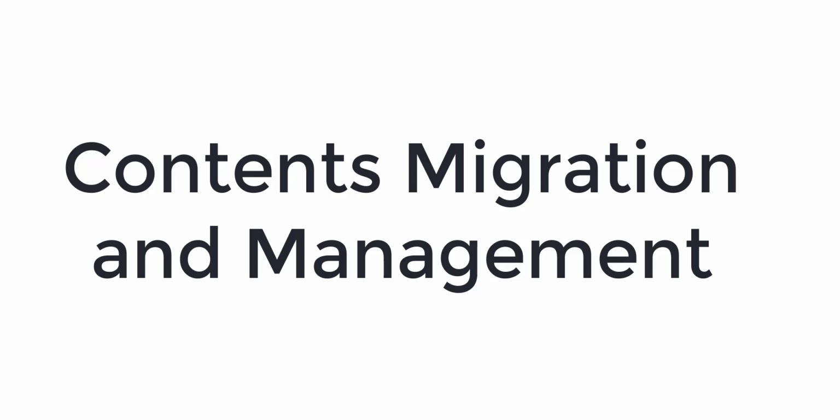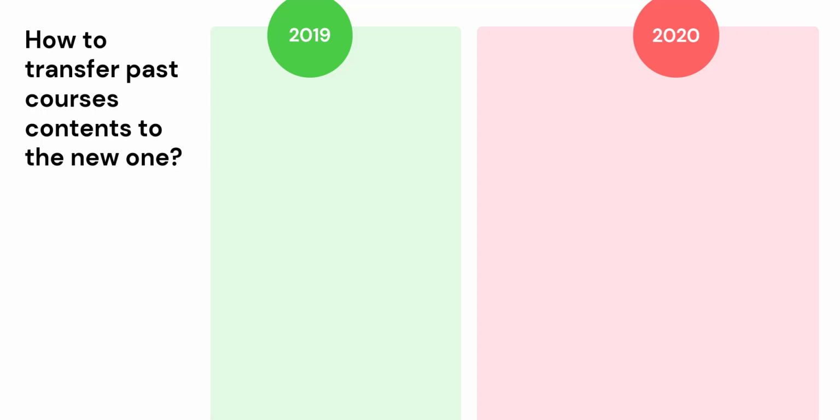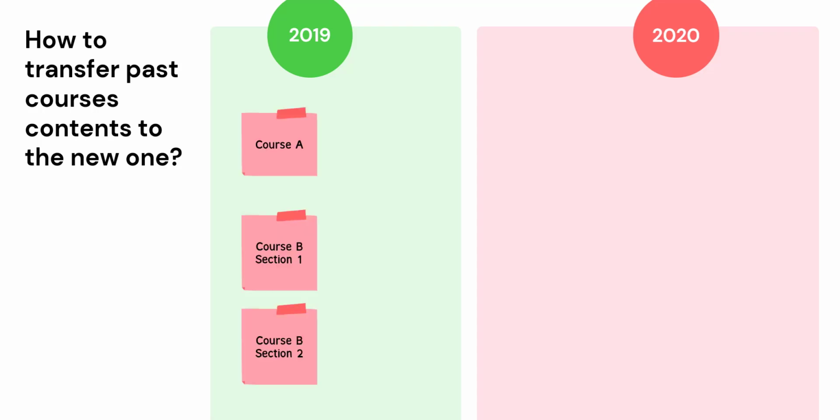Before I go through the steps, let me explain a little bit on the summary of the processes that we will go through later. First, let's say we have a couple of courses that we have taught in 2019. Say we have two courses. One is a unit course and the other course is actually a multiple section course.